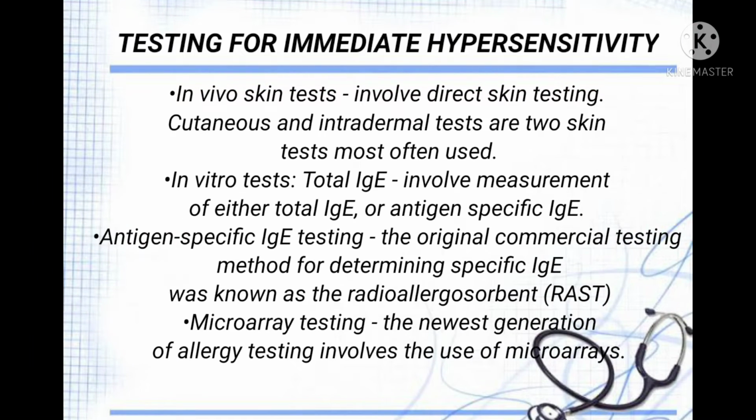Testing for immediate hypersensitivity. In vivo skin test involves direct skin testing. Cutaneous and intradermal tests are two skin tests most often used. In vitro test, total IgE, involves measurement of either total IgE or antigen-specific IgE. Antigen-specific IgE testing. The original commercial testing method for determining specific IgE was known as the radioallergosorbent test, or the RAST. Microarray testing. The newest generation of allergy testing involves the use of microarrays.